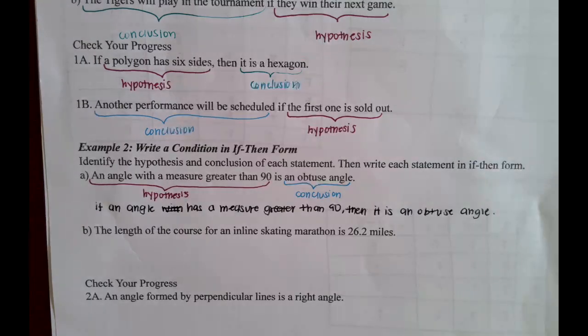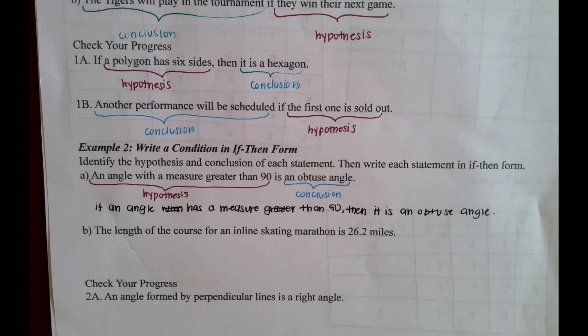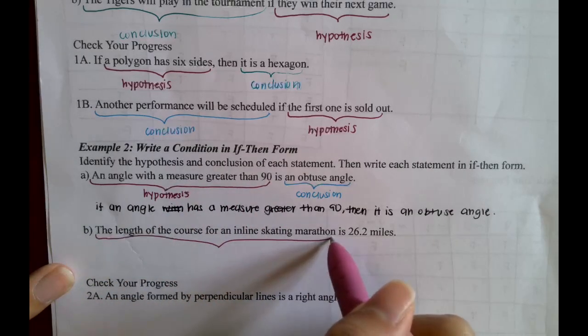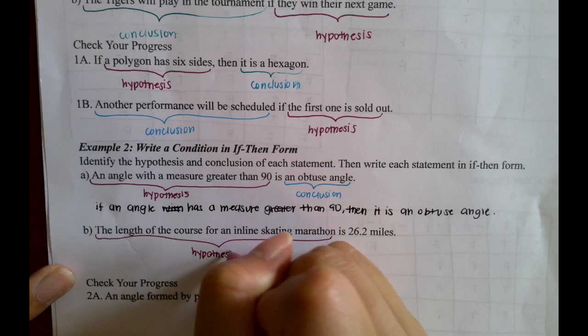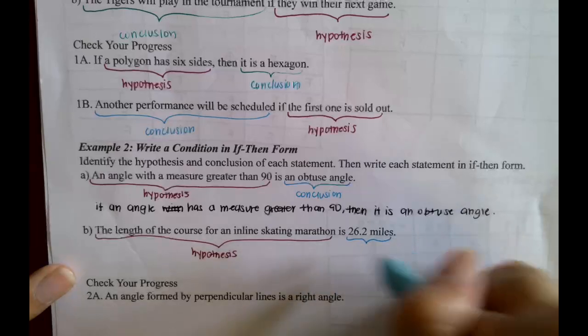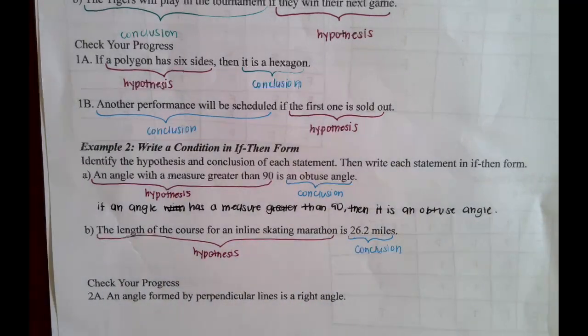Okay, there you go. Okay, next part is B. The length of the course for an inline skating marathon is 26.2 miles. So this part is going to be my hypothesis. And then this part here would be part of my conclusion. And now I'm going to write my sentence.